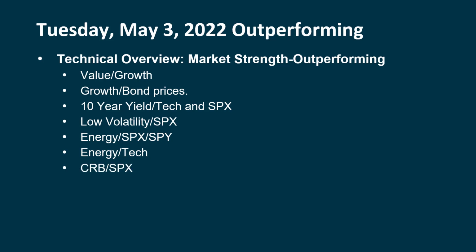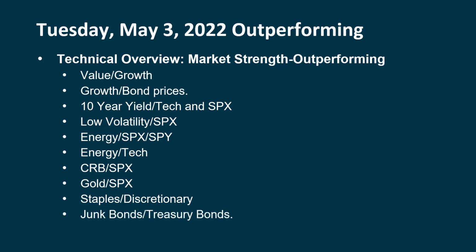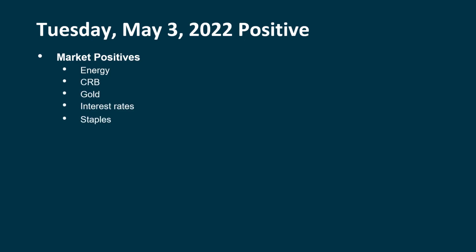The CRB, commodities, they are outperforming the S&P. Gold is outperforming the S&P. Staples are outperforming discretionary. And junk bonds on a price basis are outperforming treasury bonds, even though junk bonds are in a downtrend. Then those things that are positive: energy, the CRB, gold, interest rates, staples.